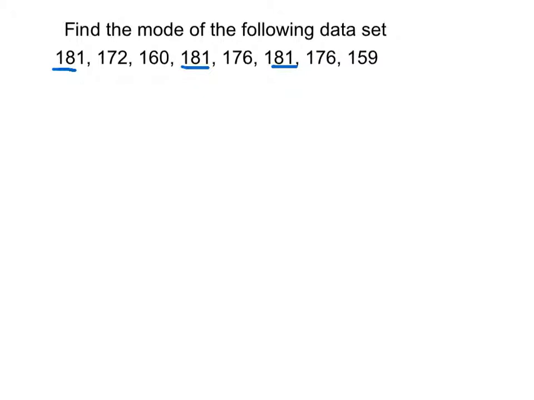Let's have a look at 172. There only appears to be one 172 there. Let's have a look at the next value, 160. Again, there's only one value of 160. The next one is 176. Now there's actually 2 of these, one here and one here. And the last number is 159. Now there's only one occurrence of 159.